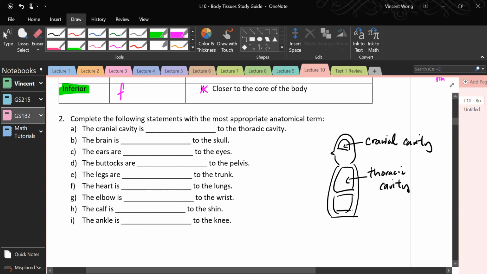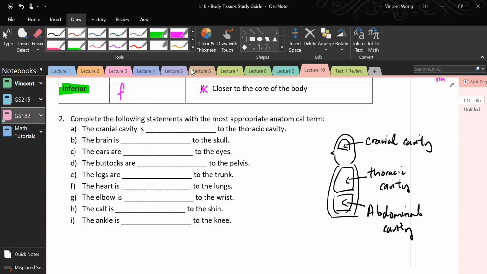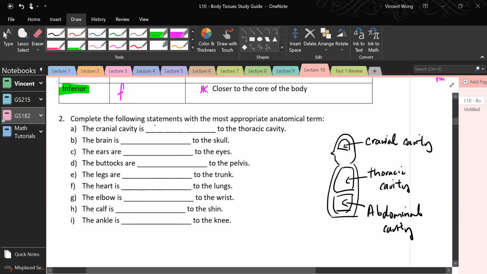And then down here, you would have your abdominal cavity. So the cranial cavity is superior, on top of the thoracic cavity. The brain is deep to the skull. So within it, right? It's closer to the core of the body. The ears are lateral to the eyes because it's further away from the midline.